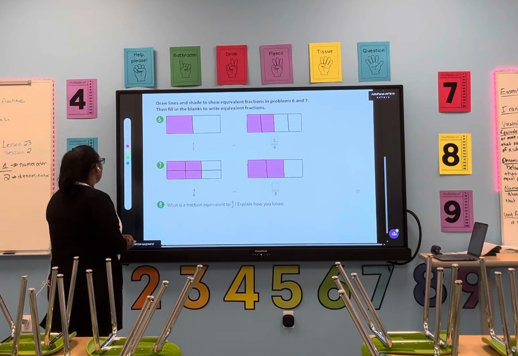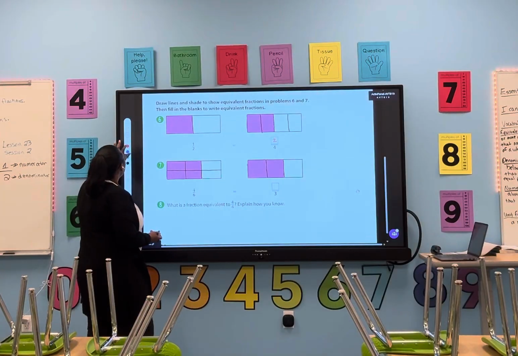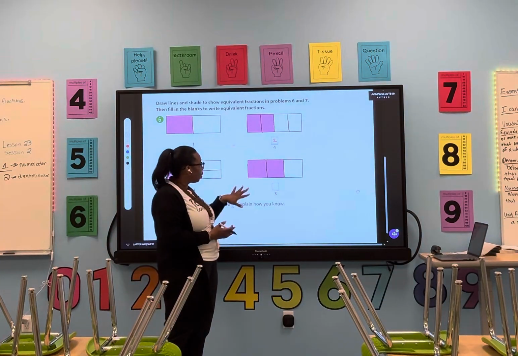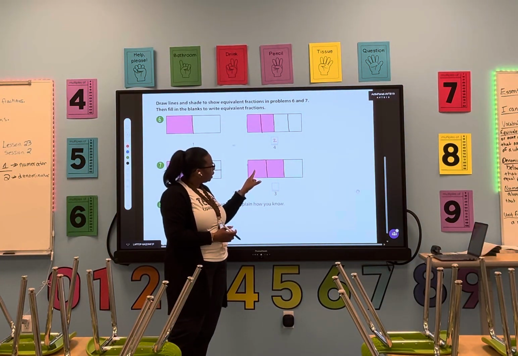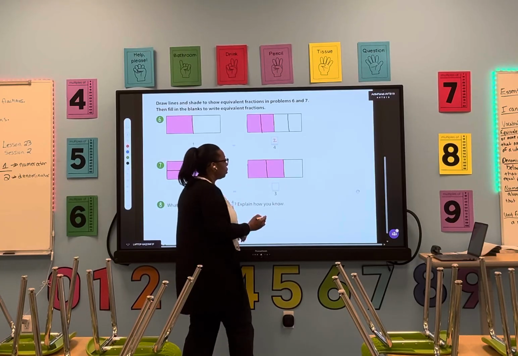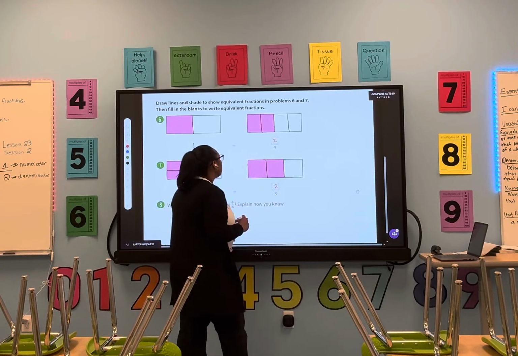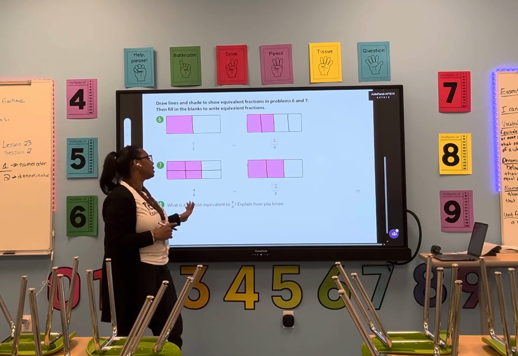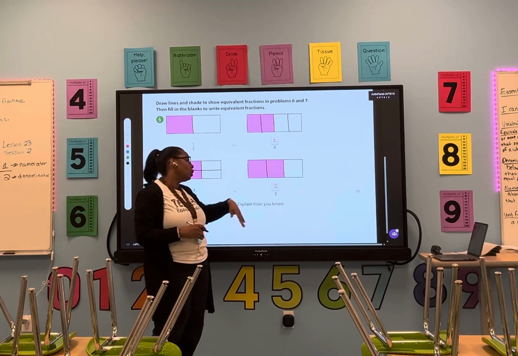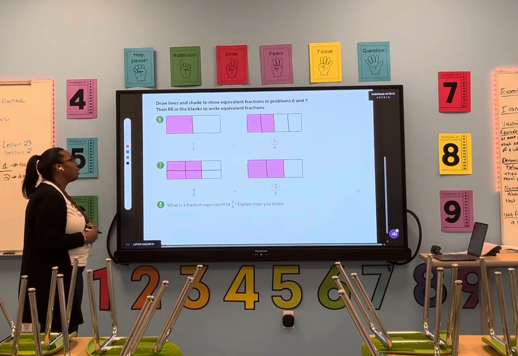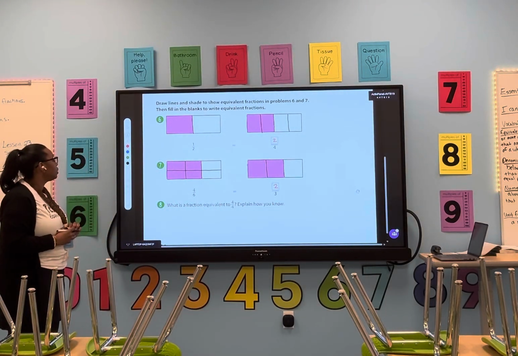So now I can go ahead and put my numerator. For my numerator, we count how many shaded parts we have. We have shaded in 1, 2. So my numerator is 2. So now I know that 4/6 is equivalent, or equal, to 2/3. Okay? Let's go to number 8.